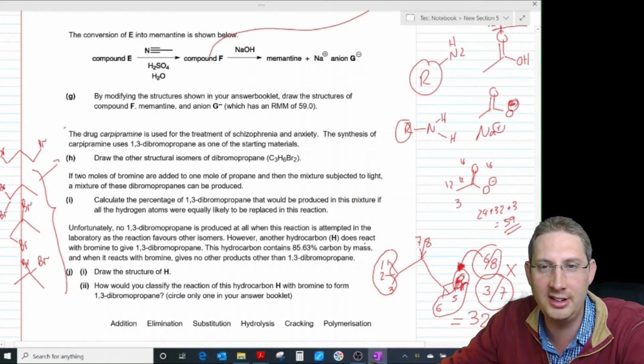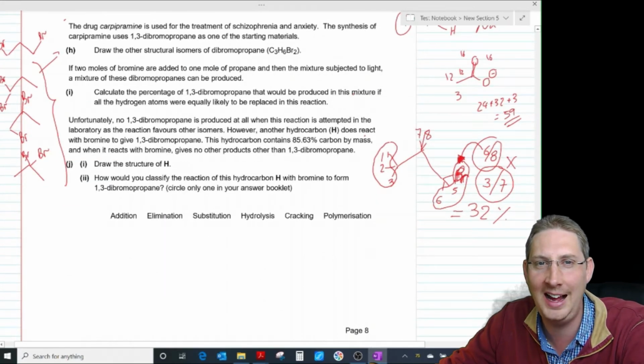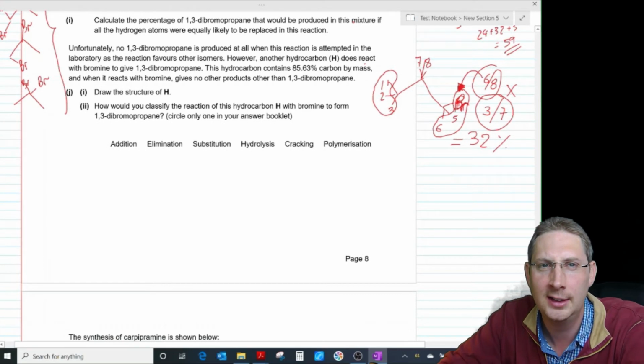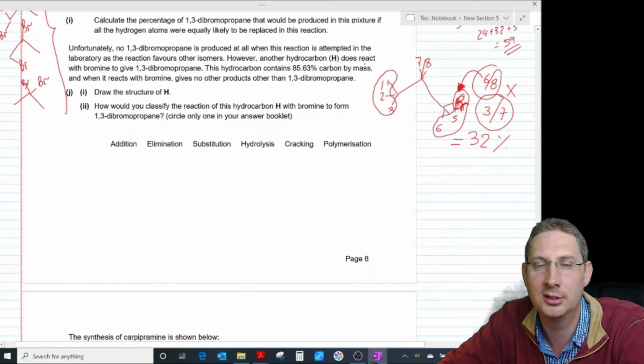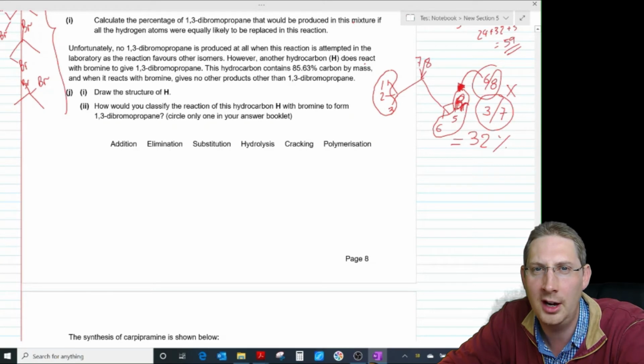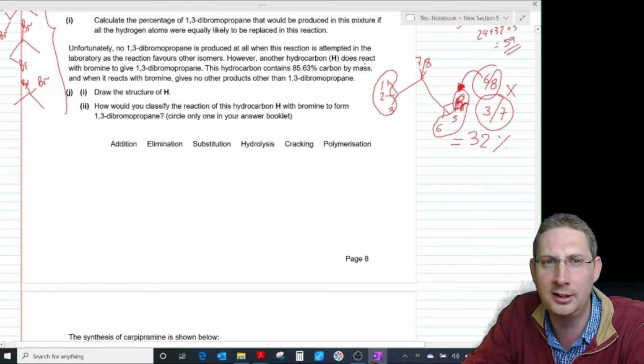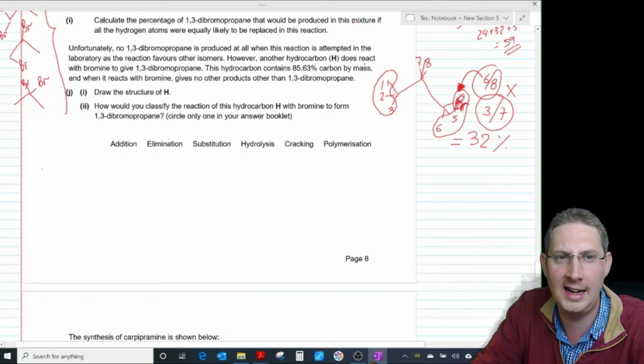Unfortunately, no 1,3-dibromopropane is produced at all when this reaction is attempted in the laboratory, as the reaction favours other isomers. However, another hydrocarbon, H, does react with bromine to give 1,3-dibromopropane. The hydrocarbon contains 85.63% carbon by mass, and when it reacts with bromine it gives no other products other than 1,3-dibromopropane. Draw the structure of H.